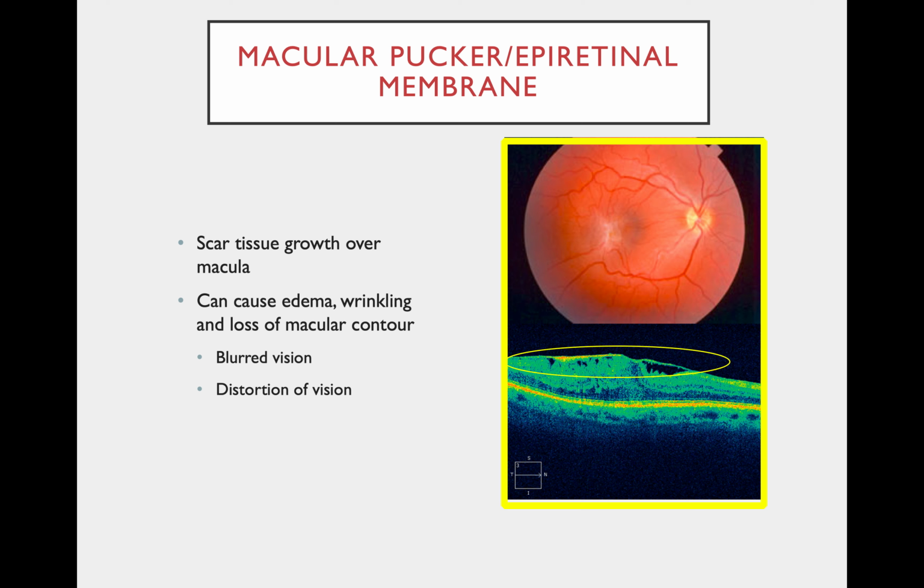So the color picture here shows a very dense epiretinal membrane, which is that white sort of gliotic fibrotic tissue, and the OCT confirms the presence of a fairly dense epiretinal membrane. That's that hyperreflective band on the top of the picture, and then because it induces traction, you see the retina looks quite wrinkled, and there's even some edema there.